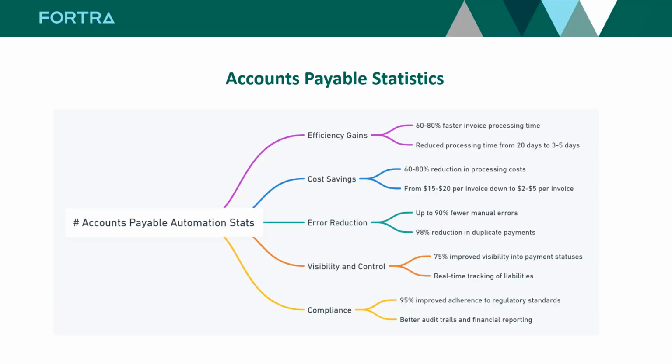Now let's look at some of the interesting accounts payable automation stats that AP automation has given some organizations over the years. Under the efficiency gain category, 60 to 80% faster invoice processing times, reduction of process time from 20 days to 3 to 5 days. Cost saving side, we look at 60 to 80% reduction in processing costs, and from $15 to $20 per invoice down to $2 to $5 per invoice for processing. So those are huge. Error reduction, up to 90% fewer manual errors or errors that are coming into the system.